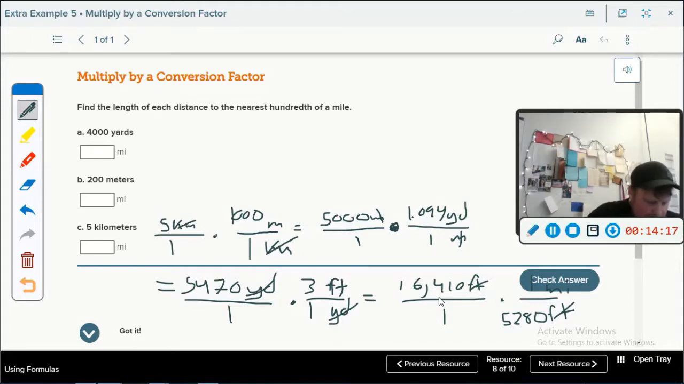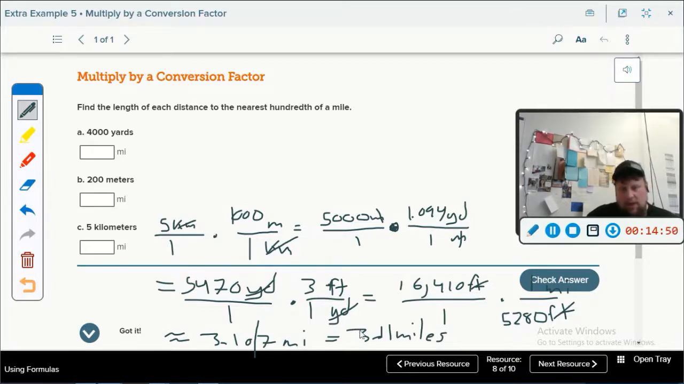Which my calculator says is approximately 3.107. Notice I always go out to the thousandth to round to the hundredths properly. Miles, right? We're on the miles now because we're left with miles right there. And that 7 tells that 0 to go up to a 1, so this equals 3.11 miles. Notice a mile is bigger than a kilometer, because 5 kilometers is only just barely over 3 miles.